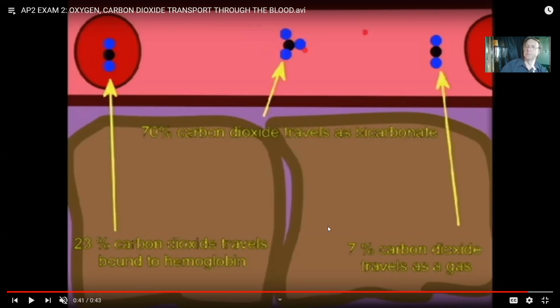Now, obviously, we'll be explaining that in just a few videos. But once again, because carbon dioxide is nonpolar, the majority of it is not traveling as this nonpolar gas, because nonpolar gases don't mix with polar water very well. So we need to bind it to the globin portion of hemoglobin, or have this other way that it travels.